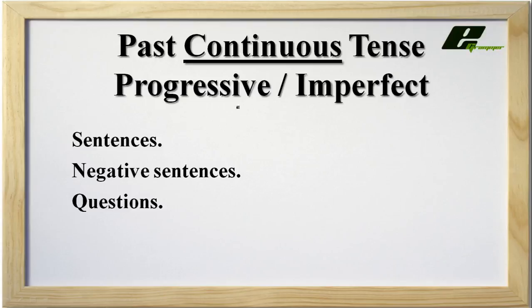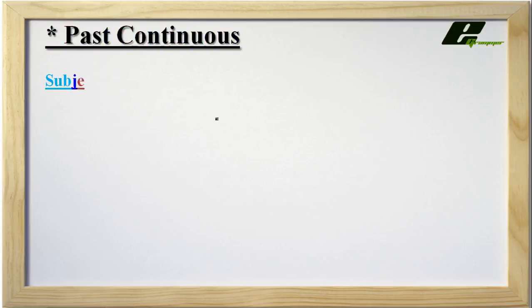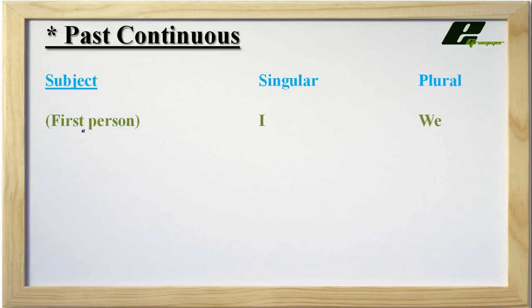Now, let us see some subjects first. Subjects are of three types. First person: the person who speaks is known as the first person. In singular, it is I, and in plural, it is we. Then comes the second person. What is the second person? The person to whom we are speaking is known as the second person. In singular, you, and in plural, you.